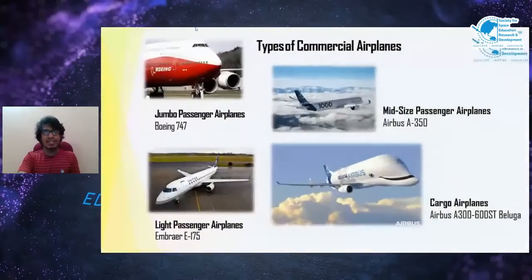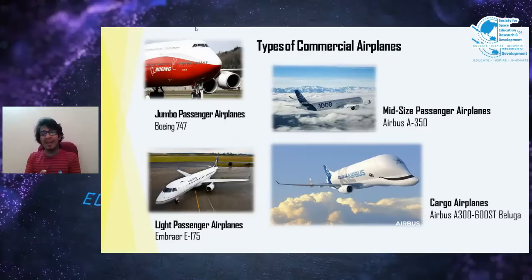The most common applications that we see, the airplanes that we see in the sky every day, are the commercial airplanes. These are the airplanes that support passengers like us to commute from one place to another. There are three types of commercial passenger airplanes. One is the jumbo passenger airplanes. These airplanes are very, very huge. They carry somewhere close to 700 to 800 people on board at a single go. Isn't that amazing?